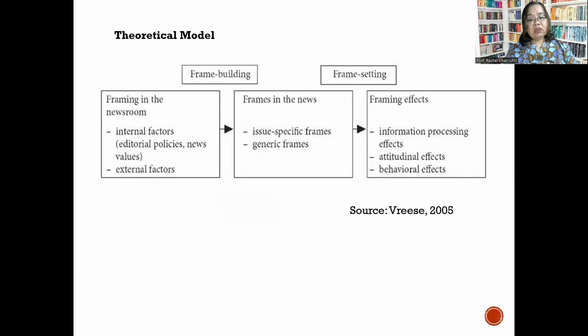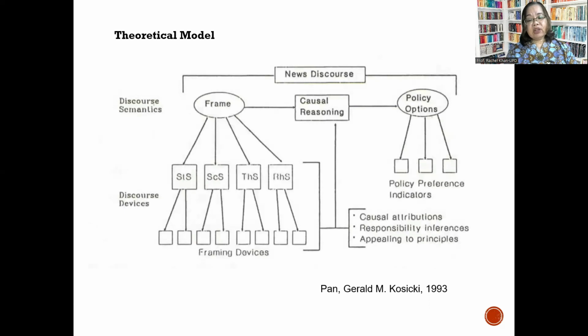Some theoretical models used for frame theory. This particular model, proposed by de Vreese in 2005, looks at framing in the newsroom. Another theoretical model, put out by Pan and Kosicki in 1993, again looks at news discourse and its effects on the public.